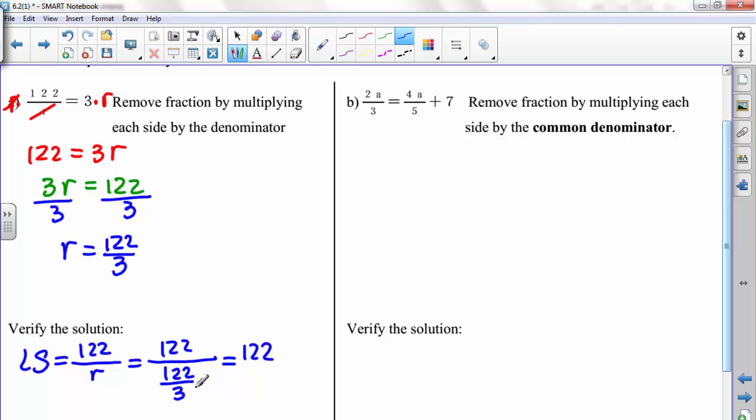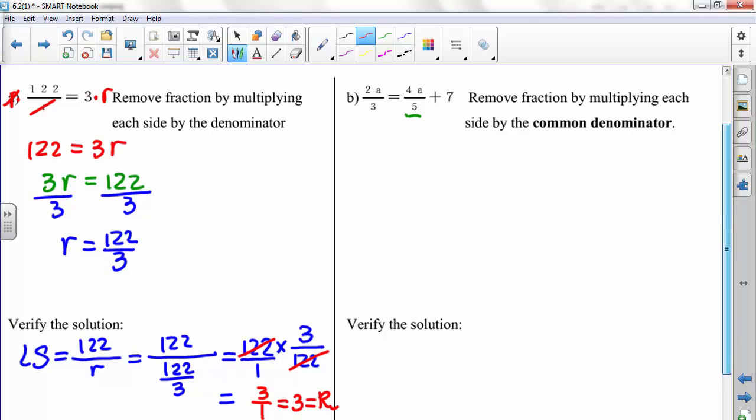122 divided by this one, I can change it to multiplication and flip the bottom fraction, which is 122 over 3. Okay, this top is 3. So this one, I change to 122 over 1. So then I will have 122 over 1 times 3 over 122. You guys can use the cross out. Both of these two numbers are the same. One is on the top, one is on the bottom. I can cross them out. It's 3 over 1. And this 3 is exactly the same as the right side. So that means my solution, 122 over 3, is correct.